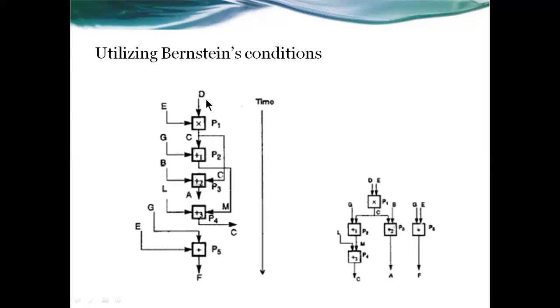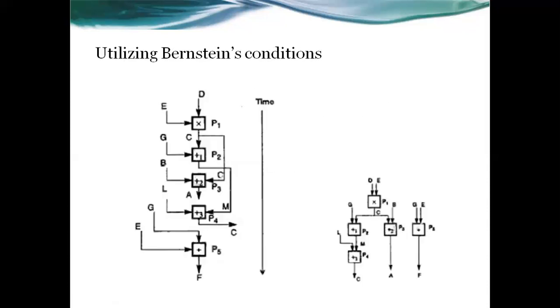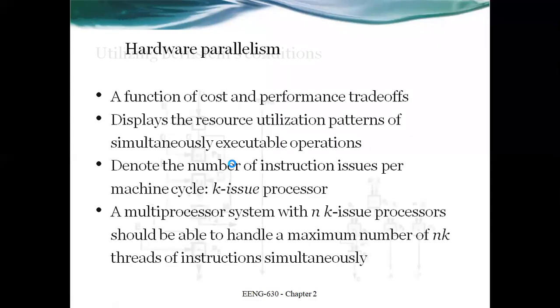Whereas this will take 5 cycles of operation, if you consider the cycle of operation for P1, P2, P3, P4, P5 as the same, here it will take only 3 cycles of operation. It takes 3 cycles of operations, right? So this is where we can consider the Bernstein conditions as useful. Okay, so we will take up the hardware parallelism in the next class.